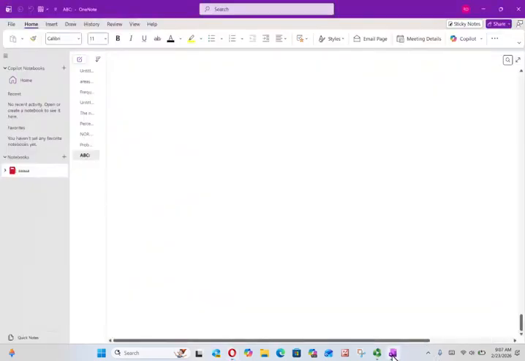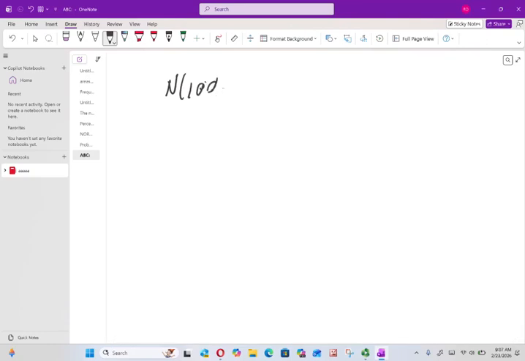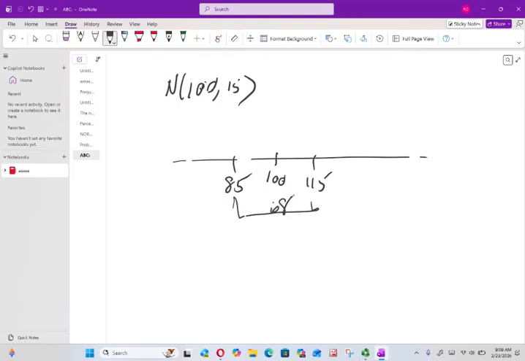If we have a normal distribution with a mean of 100 and a standard deviation of 15, then our bets are that 68% of the individuals from this population will be between 85 and 115. And 2 down, 2 up, 70 to 130, 95% of the individuals in that population are between those two limits.